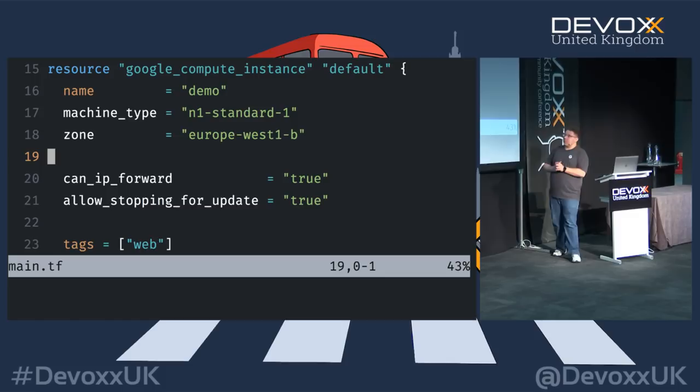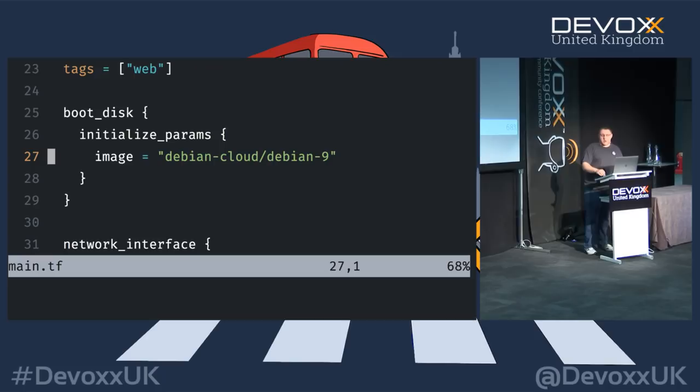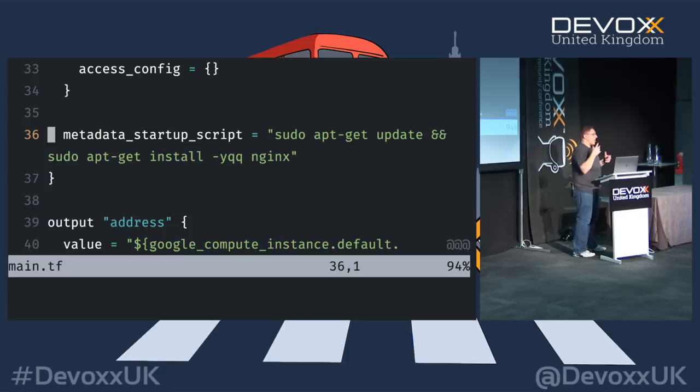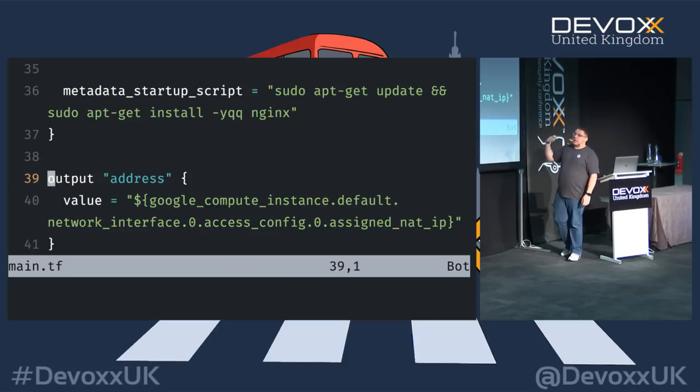It's running in Europe because that's where we are. And then I'm initializing it with a Debian 9 instance, and I'm giving it a public IP address. And then here what you'll see I'm doing is I'm installing Nginx. So just a straightforward web server. And that's just so I can show you that it's actually working. And then I'm using Terraform outputs to give me the IP address of this instance whenever it's provisioned.